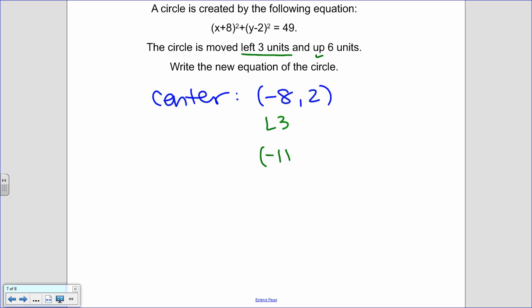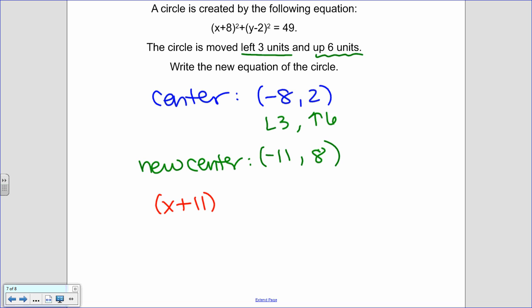If you go up 2, or up 6, I apologize, from 2, you're going to end up going to bigger numbers, so it is at -11, 8. So your new center is at -11, 8. Nothing else happened, it doesn't tell me it was stretched or anything like that, so I know my radius stays the same. So I'm going to fill in my equation from this. It's going to be x plus 11 squared plus y minus 8 squared equals 49, and you're done.